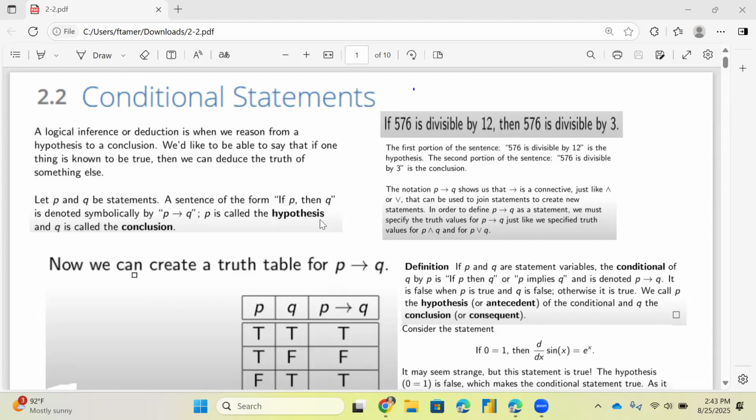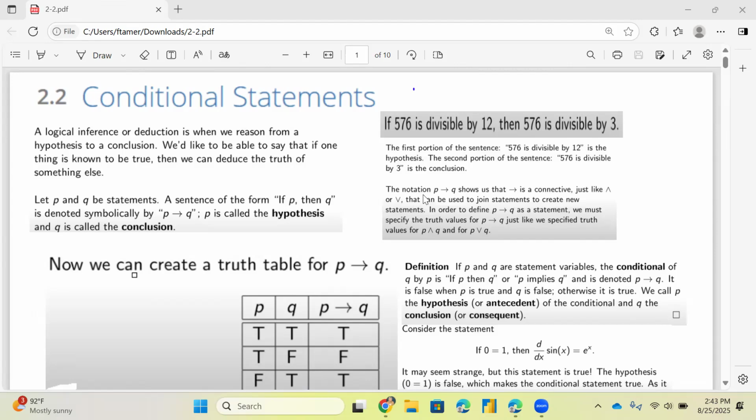P is called the hypothesis and Q is called the conclusion here. So here, if P, then Q, and we're going to call the P part the hypothesis, and the Q part the conclusion. If you look at this example, the sentence is, if 576 is divisible by 12, then 576 is divisible by 3. The first portion, 576 is divisible by 12, is called the hypothesis. And the second portion, 576 is divisible by 3, is the conclusion.